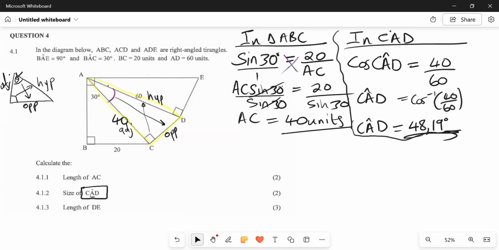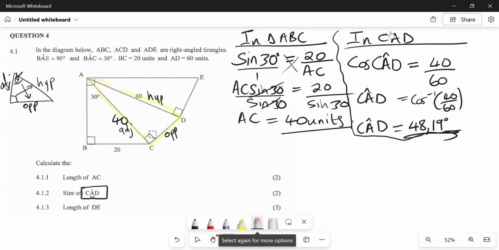So our CAD is 48,19. Now we got our CAD as 48,19, which means here you have 48,19. No problem.